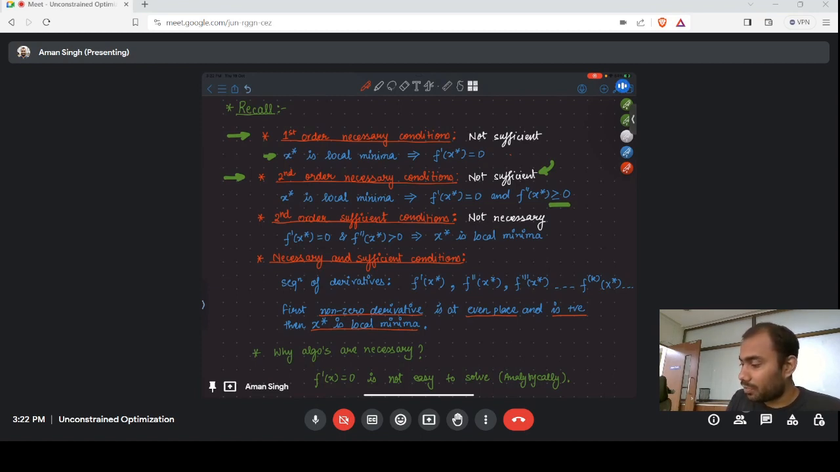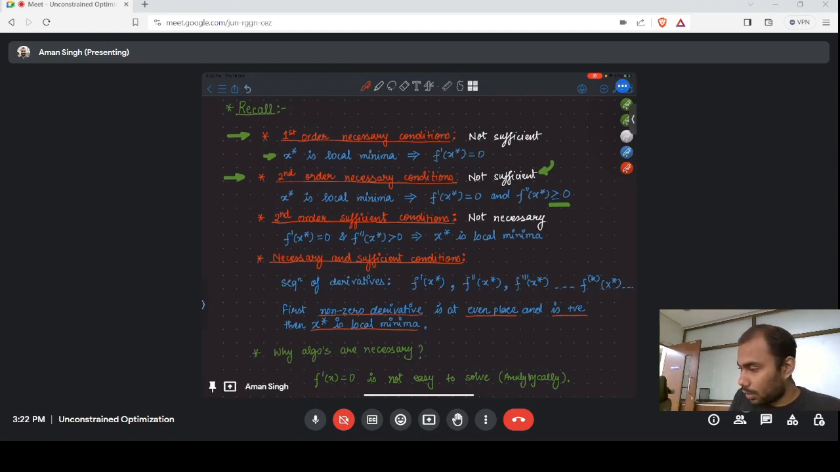Then there were the second order sufficient conditions, which said that if we find a point where the first derivative is zero and the second derivative is positive, then it's definitely a local minimum. But this is not necessary, which means that if there is a local minimum, this may not be true. That is, first derivative zero and second derivative positive may not hold.